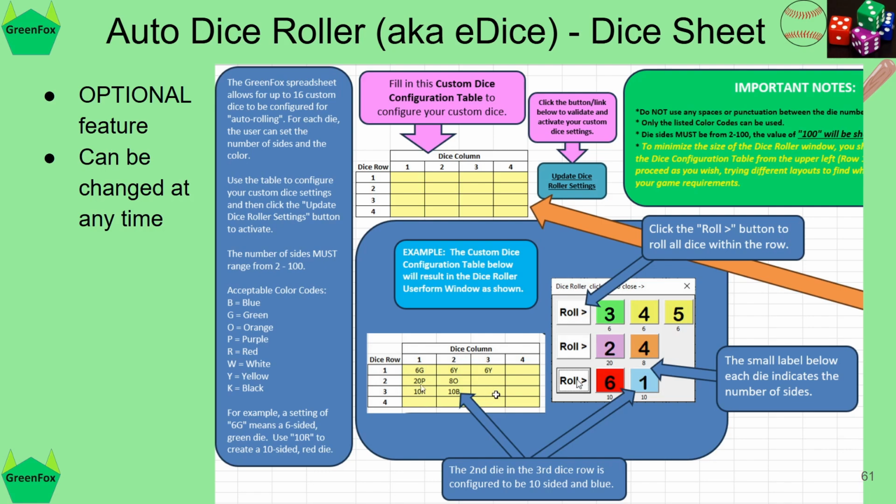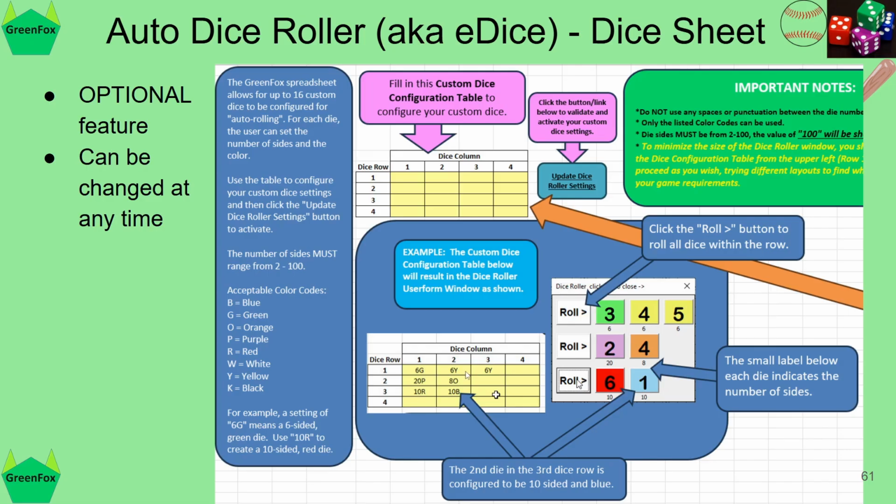It can handle up to 16 dice in this 4x4 grid. And these are all the different colors you can have. And you can have a die from 2 sides to 100. You can even have some special custom ones, but I won't get into that right now.